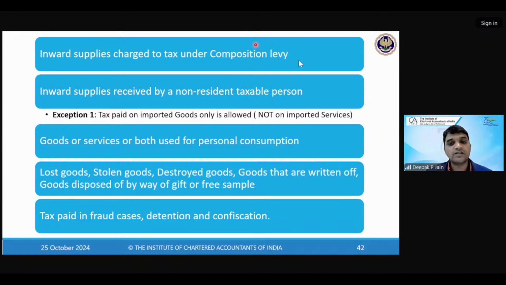So what could be the reason behind that ITC only on imported goods can be claimed, not on services? Because only goods which they are bringing and selling, they can do it. Now, if they are coming to India and providing services, then they can take any services that is not defined. But when they say inward supplies received by a non-resident taxable person, they want to give him very little credit. That's why they have restricted the credit for the goods they bring in. Anything else will not be available.